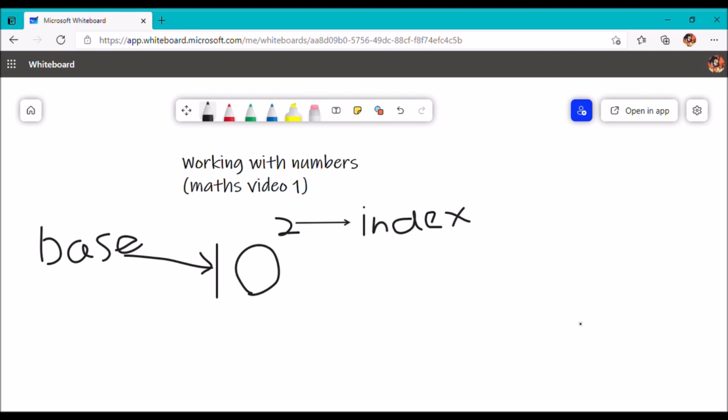Today I am going to do a maths lesson in this video. Today I am going to talk about this working with numbers lesson. First, let us see what is a power number.